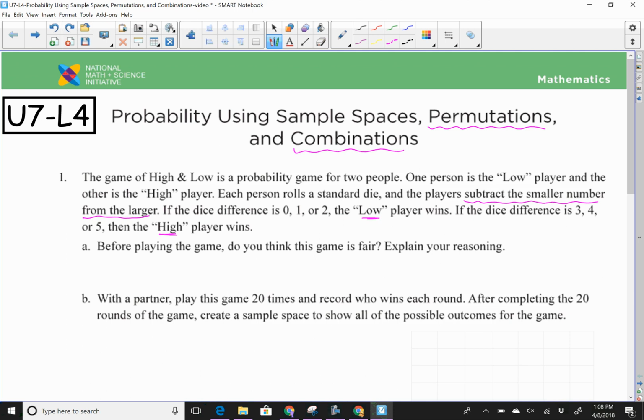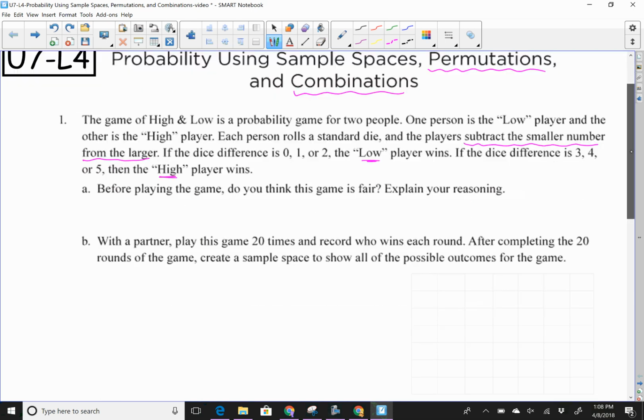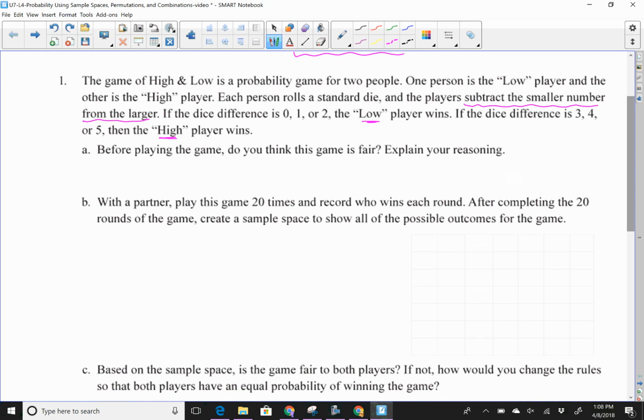Okay, so part B, with a partner, play this game 20 times and record who wins each round. After completing the 20 rounds of the game, create a sample space to show all the possible outcomes. So I was going to try to help you figure out a good way to organize the information when you are putting it down. And I don't know if this is going to let me do it, so let's just find out. There we go.